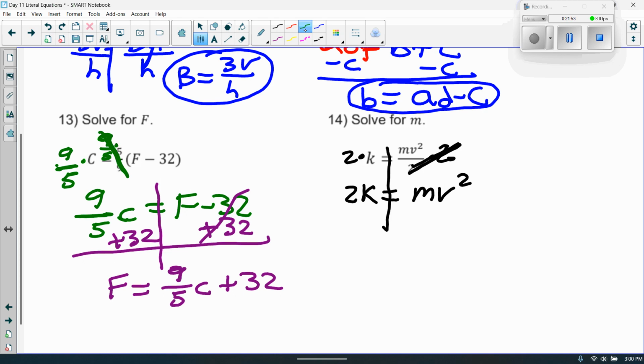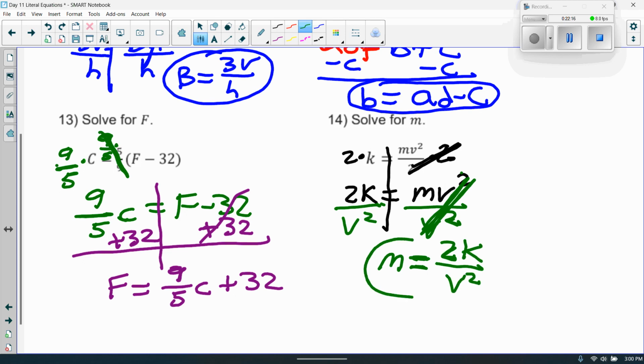So we want m. So what don't we want then? We don't want the v and we don't want the square. So if we're multiplying by v squared, divide by v squared. So we're going to divide by v squared on both sides. Goodbye v squared. And m is equal to 2k over v squared. And there it is. Is m alone? Yes, it is.